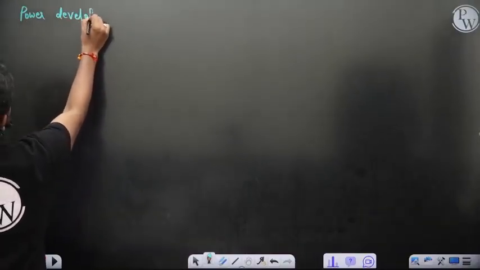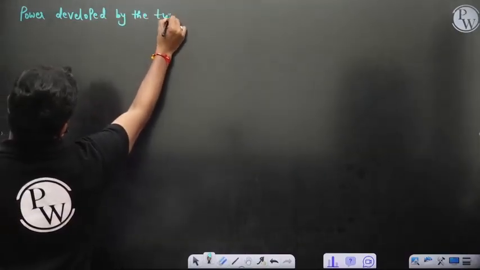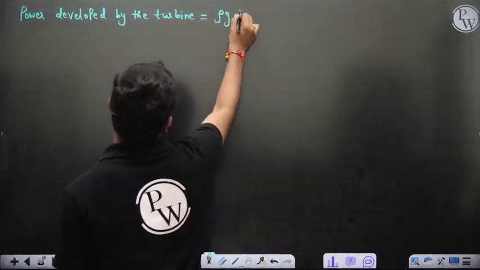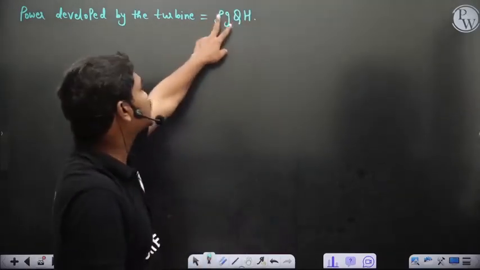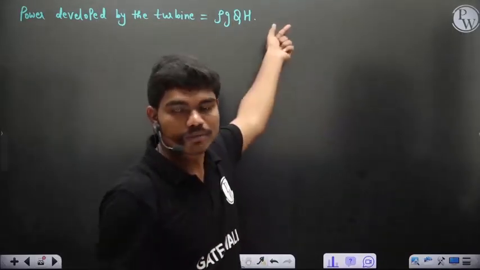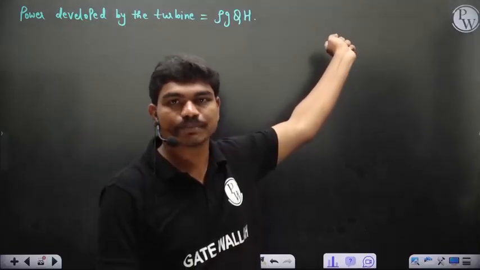In fact, if there is no mechanical efficiency and all, the power developed by the turbine is equal to rho g Q into H. Correct? This is the power, because this is the head supplied and this is the weight, which is head supplied is nothing but power delivered to the water per unit weight. So you have to multiply that with weight, of course. Okay, rho g Q H is what you have. So this is power delivered by the turbine.